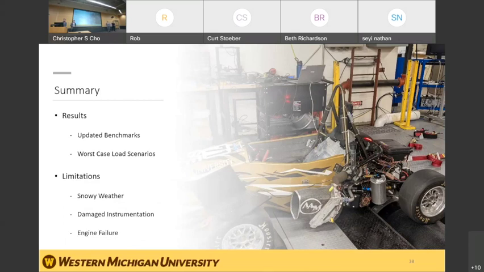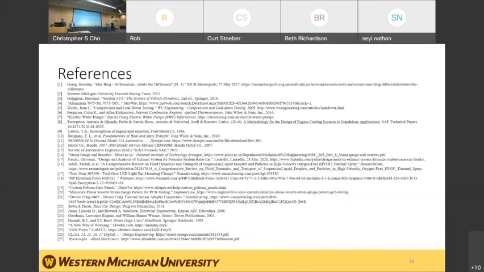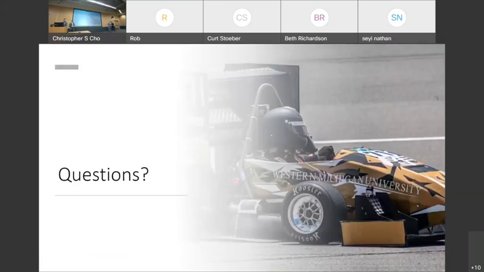We ran into many limitations along the way, including snowy weather, which prevented us from getting track data and forced us to reschedule, as well as damage with faulty instrumentation and an engine rebuild discussed earlier in the slides. Here's a list of all the references we used in our presentation and report. And I'll take any questions that you may have.